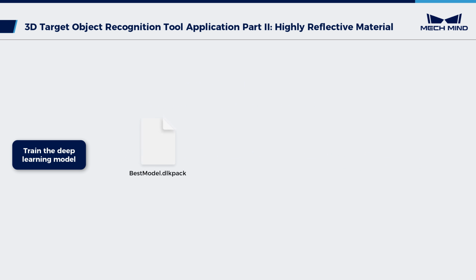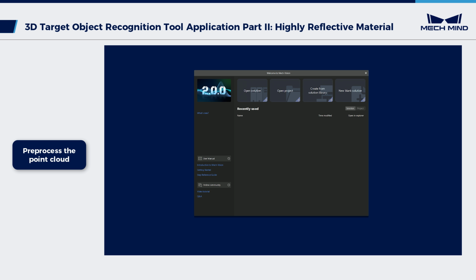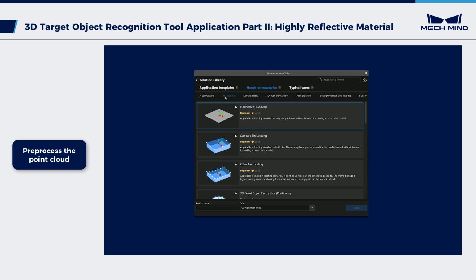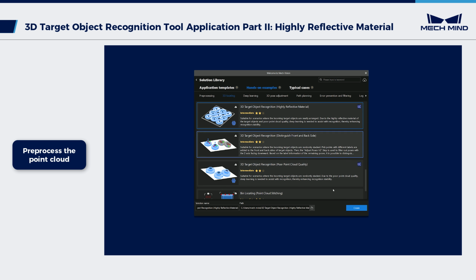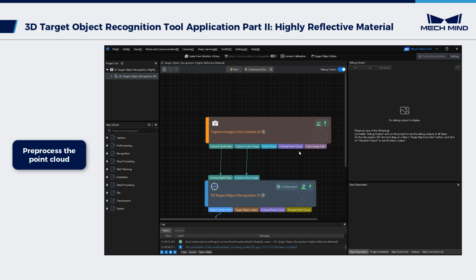First, train and prepare the deep learning model package in advance. For details on model training, refer to the previous video training and application of instance segmentation model. Next, open Mech-Vision to enter hands-on examples. Click 3D locating. Select the corresponding project to create. Then, enter the project interface.